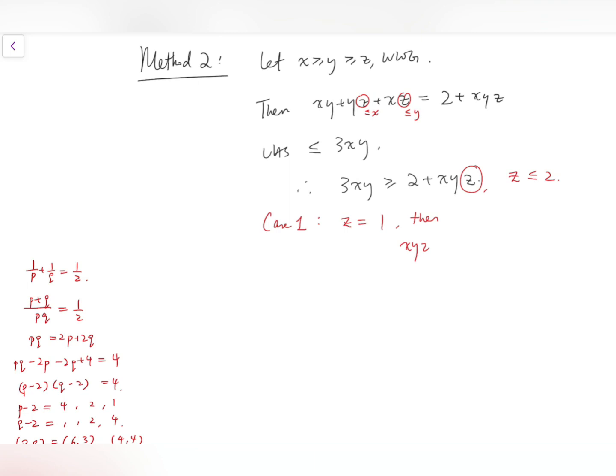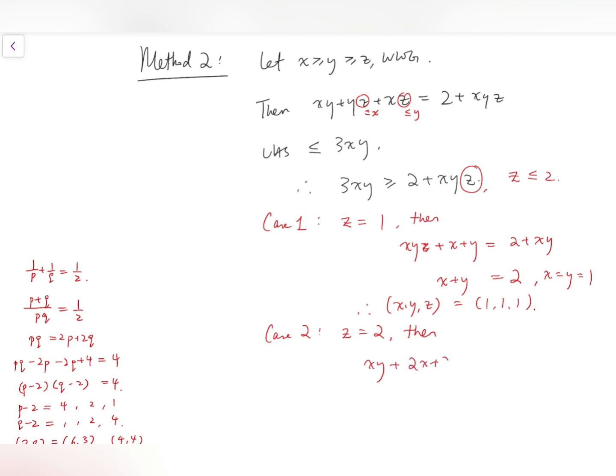You have xy plus x plus y equals 2 plus xy. Then you can cancel the xy, and all you have left is just x plus y equals 2. But you are solving for positive integers, so both must be 1, and so you have triple ones again. And for case 2, z equals 2, then xy plus 2x plus 2y equals 2 plus 2xy.